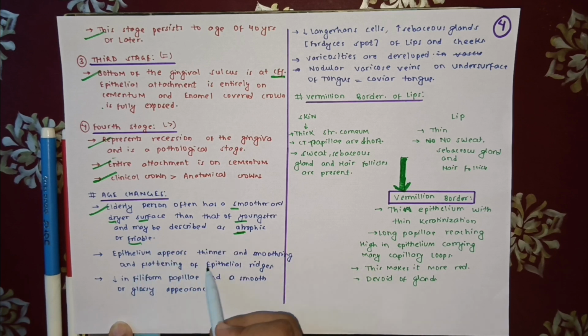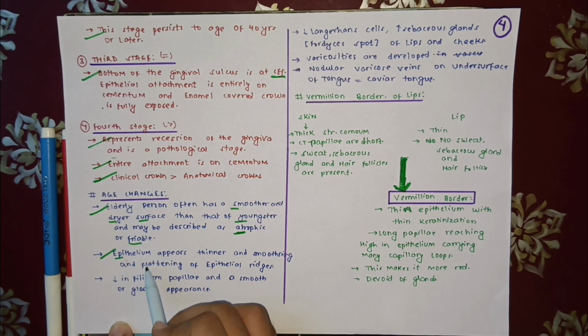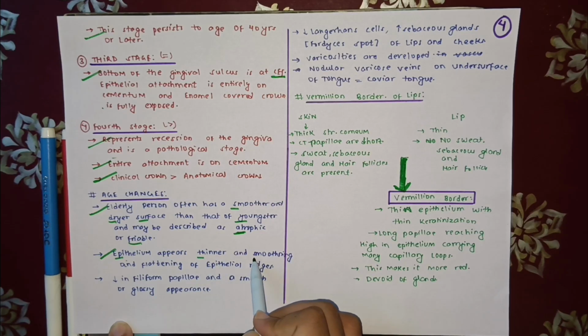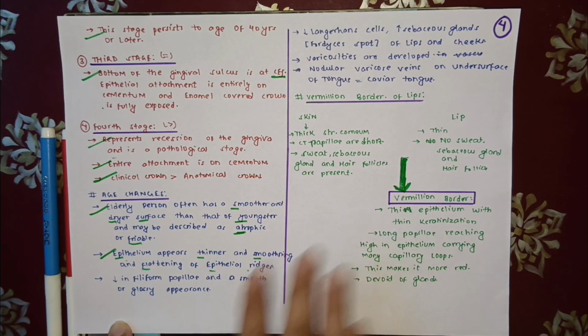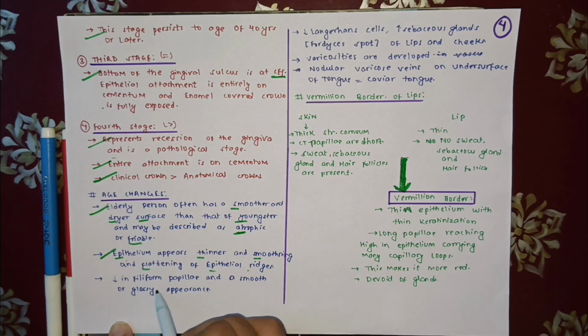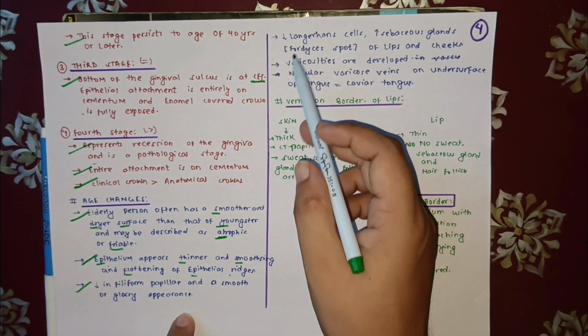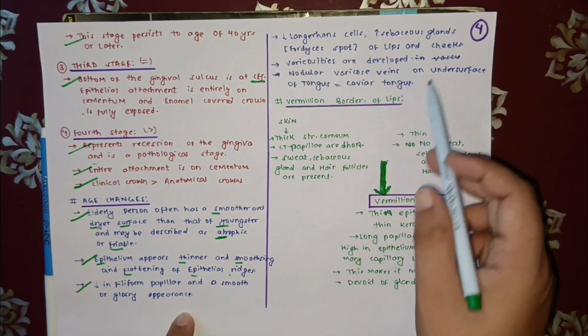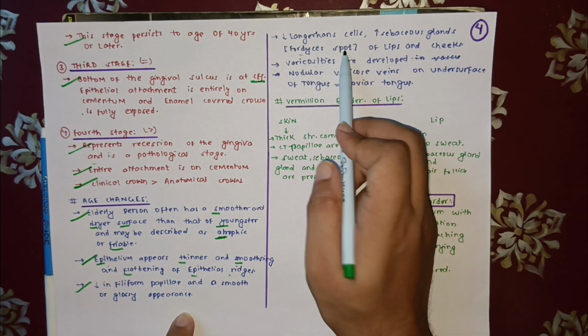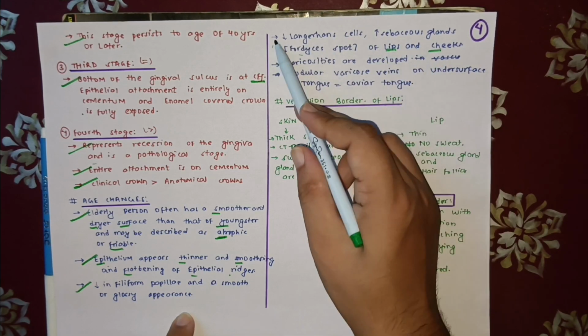After that, the epithelium appears thinner and smoother, and flattening of the epithelial ridges occurs with age. There is a decrease in filiform papillae, and a smooth or glossy appearance is present on the tongue. After that there is a decrease in Langerhans cells, and an increase in sebaceous glands, Fordyce spots, of the lips and the cheeks.